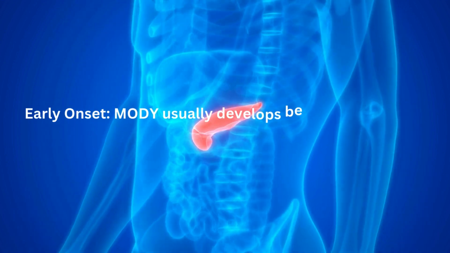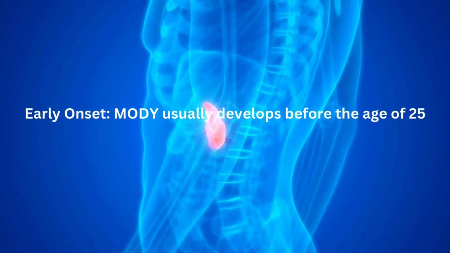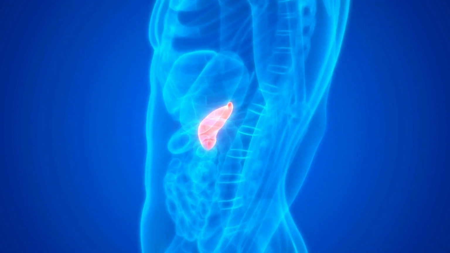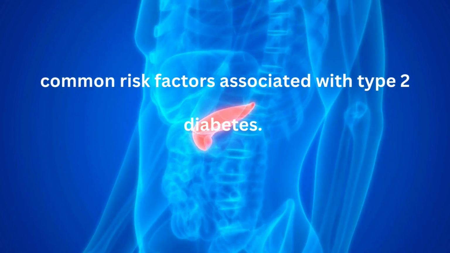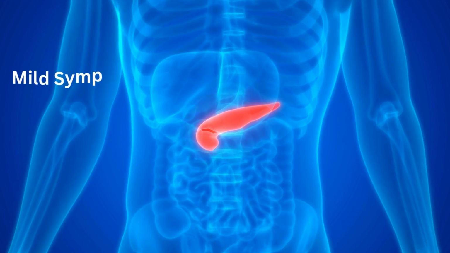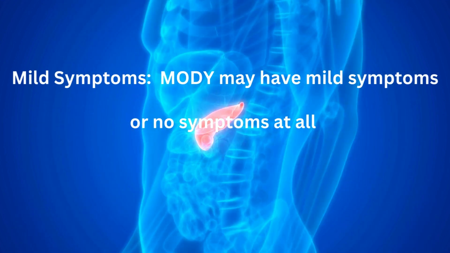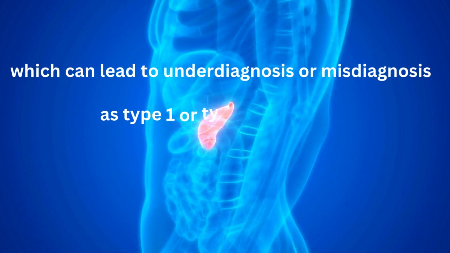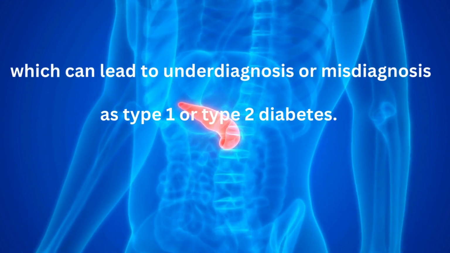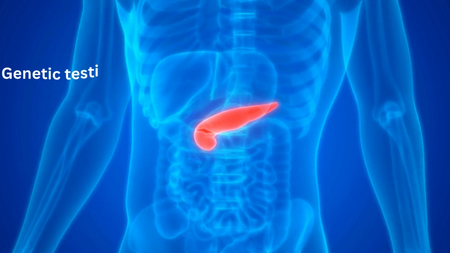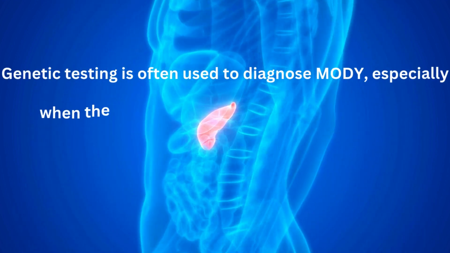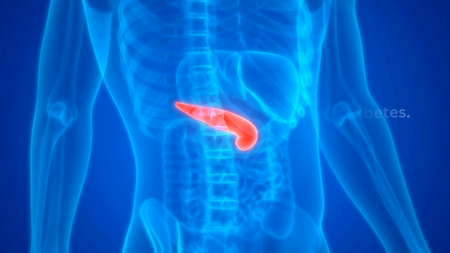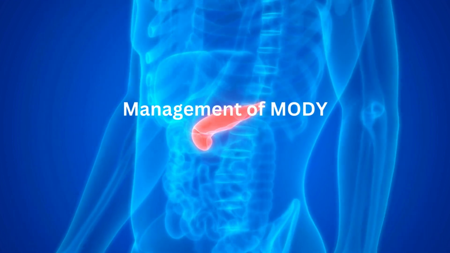Early onset. MODY usually develops before the age of 25, regardless of weight, lifestyle, or other common risk factors associated with type 2 diabetes. Mild symptoms. MODY may have mild symptoms or no symptoms at all, which can lead to underdiagnosed or misdiagnosis as type 1 or type 2 diabetes. Genetic testing is often used to diagnose MODY, especially when there is a strong family history of diabetes.